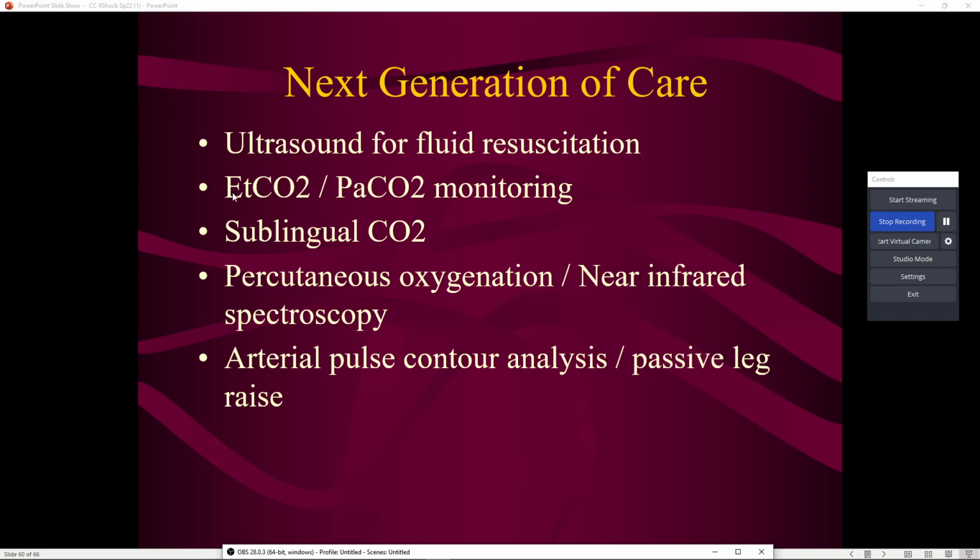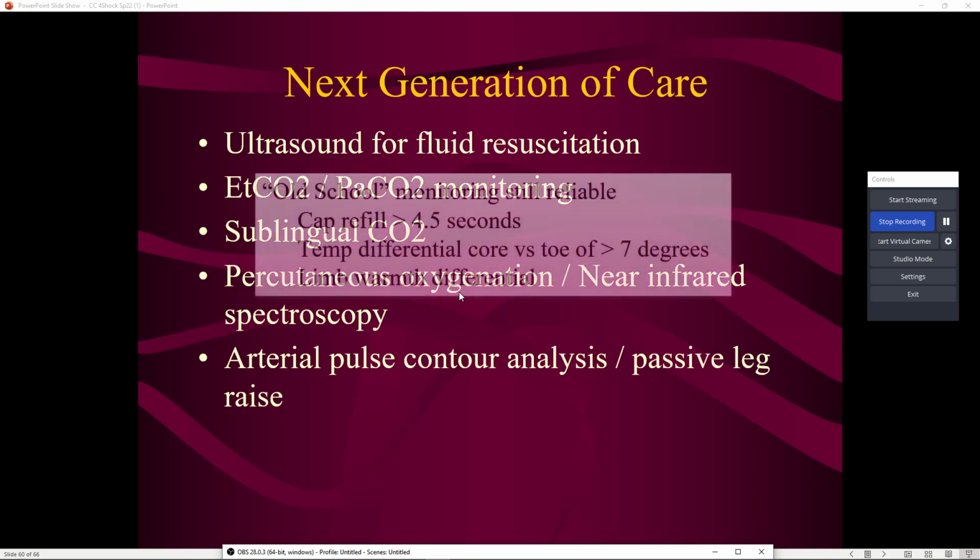I actually love end-tidal CO2, PaCO2 monitoring, direct access in the ET tube. I love sublingual CO2 options, but they're not concrete yet, or if they are, we don't see them in any hospitals locally. Percutaneous oxygenation is a big one. I love what they're doing there. I won't talk on it too much because I don't know extensively about it. But essentially, we're looking at alternative means of getting fluid measured in the body and into the body, and we're looking at alternative means of oxygenating tissues. But there's a lot to go before that happens.